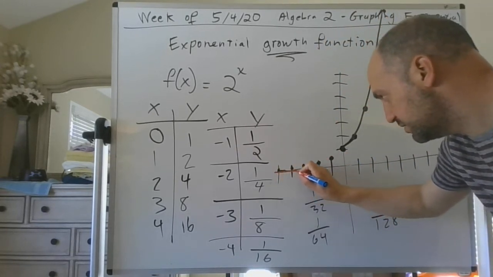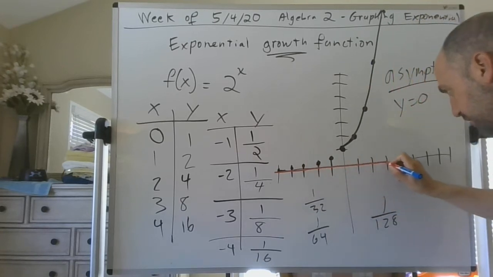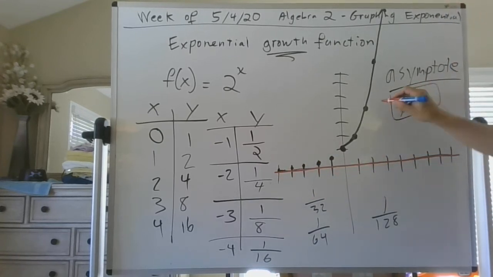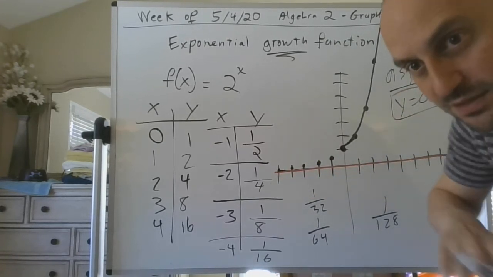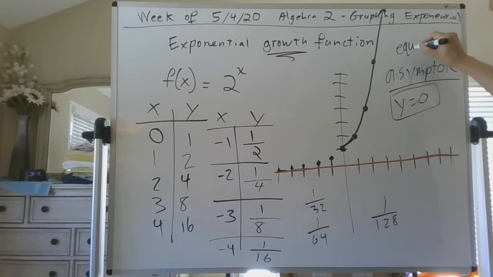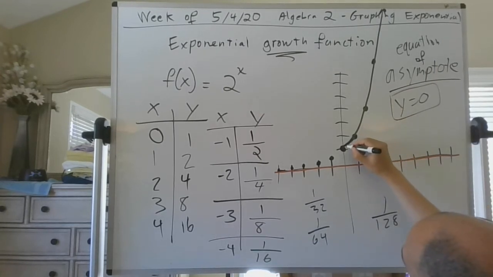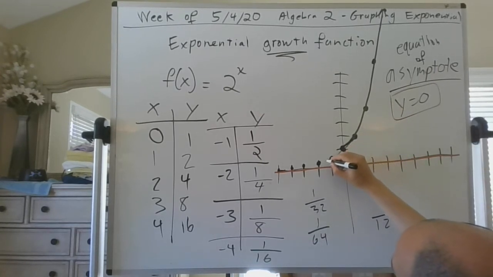Y equals 0, which is this line right here. So on y, y equals 0 is the equation of your asymptote. That is the equation of your asymptote. Now, what does an asymptote mean? So I'm going to draw this down. I'm going to keep drawing this graph.